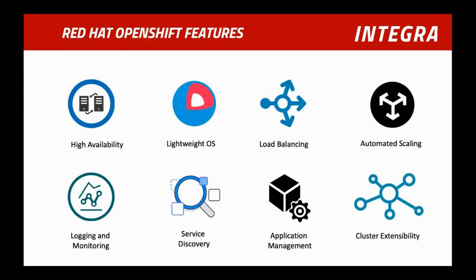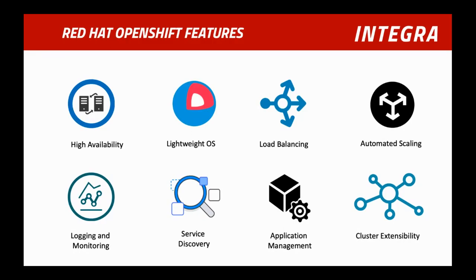Now let's talk a little bit about some of the Red Hat OpenShift features and components. OpenShift uses Kubernetes as its container orchestration engine, which is designed for high availability. OpenShift uses Kubernetes to deploy internal components as well as user applications. Red Hat OpenShift Container Platform uses a very lightweight operating system, which is optimized for running containers, and all the necessary packages are pre-installed. OpenShift provides internal and external load balancing.